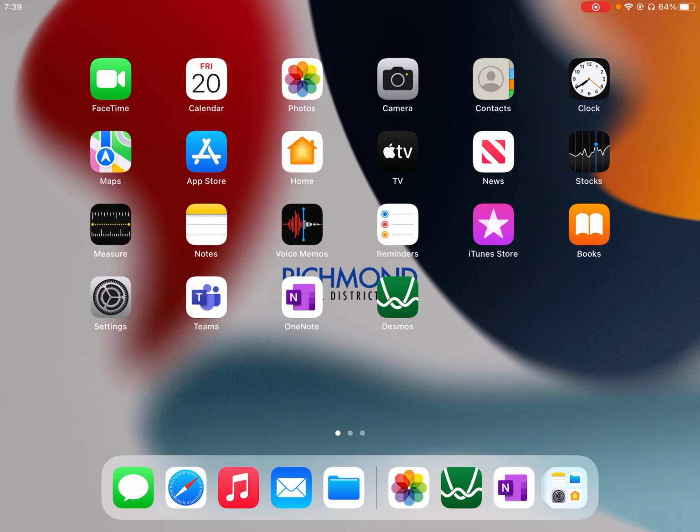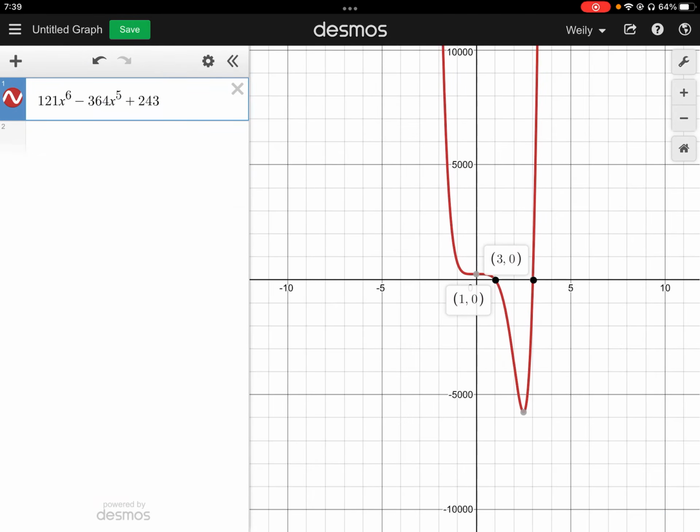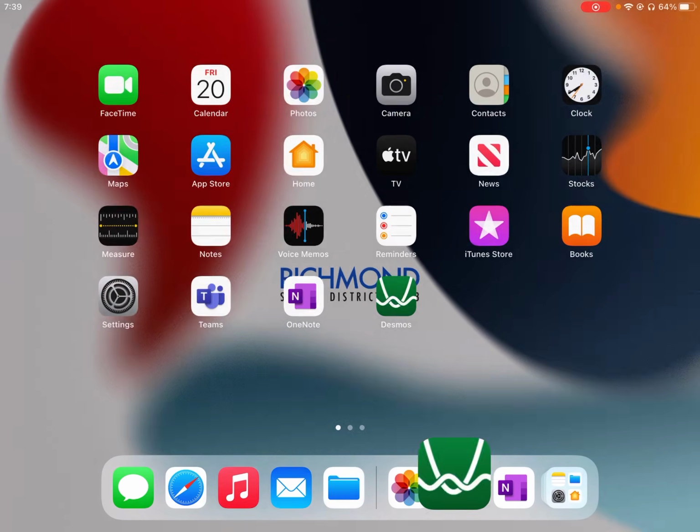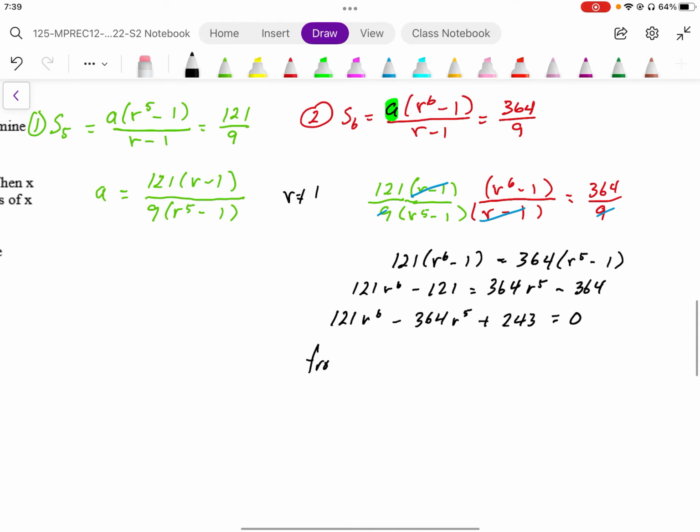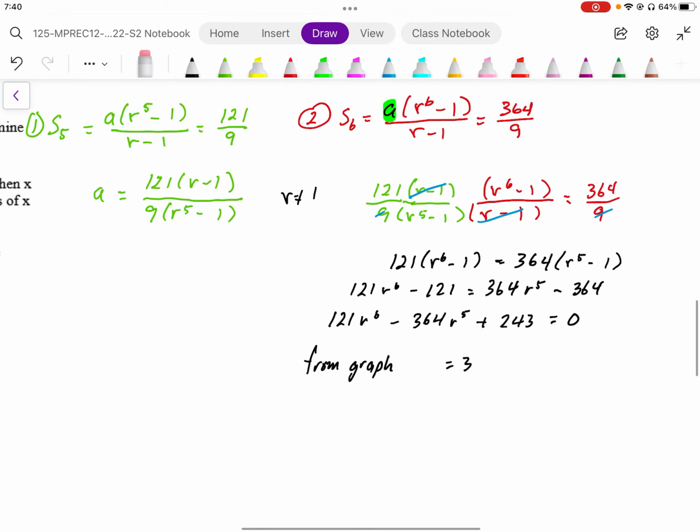And what I'm going to do is plug it into my Desmos. And when I plug that into my Desmos, I get solutions at x equals 1 and x equals 3. Well, I know the 1 is not possible because there's a restriction there. So x is equal to 3. And again, this is from my graph. Now, I suppose we could guess this solution and use the remainder theorem, but being a power 6, we really should just get it from the graph. X is equal to 3. Or in this case, it should be R equals 3.